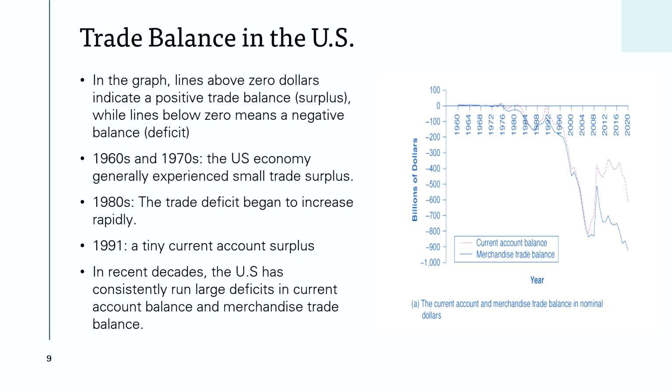In 1991, the United States briefly recorded a small current account surplus. However, this was an exception. In recent decades, the United States has consistently run large deficits in both the merchandise trade balance and the current account balance. This means that the United States has generally imported more goods, services, and resources than it has exported. Economists continue to debate the implications of these deficits. We'll see this debate later.